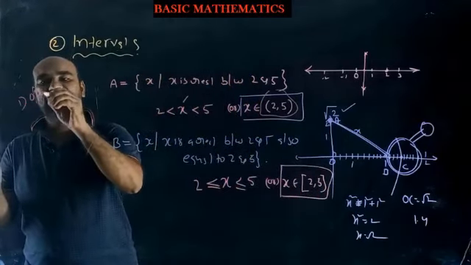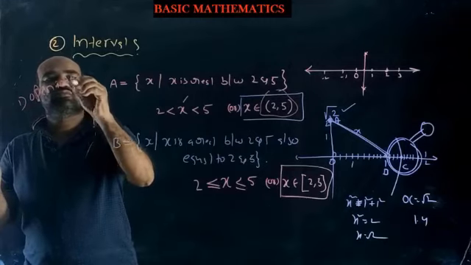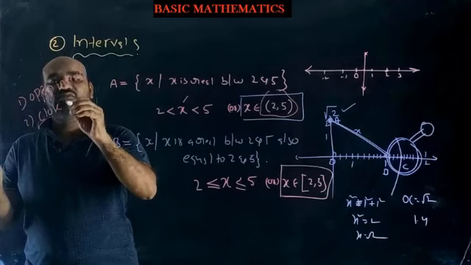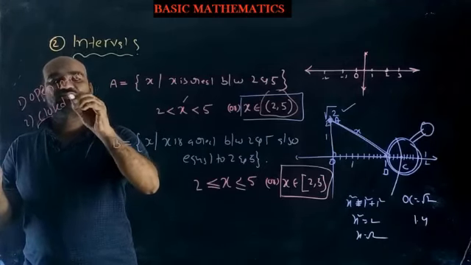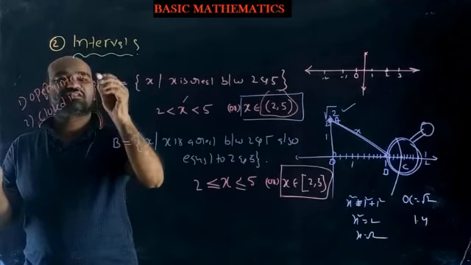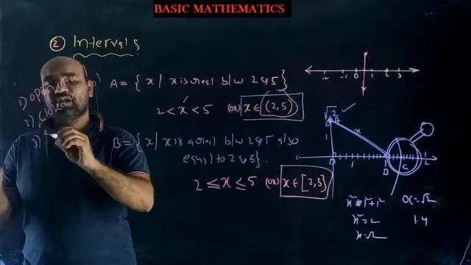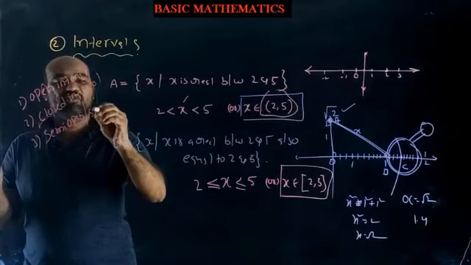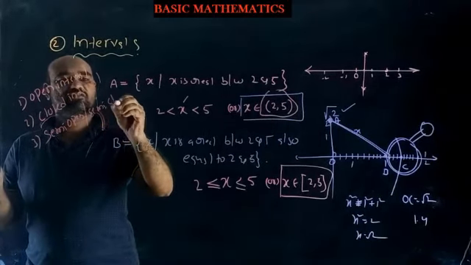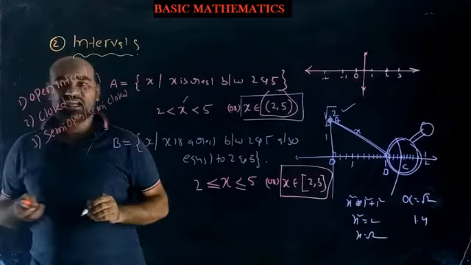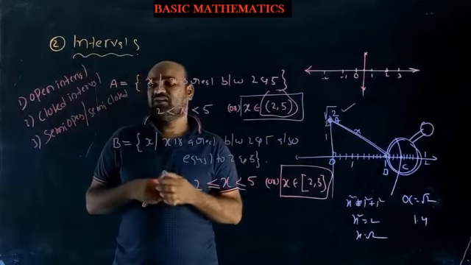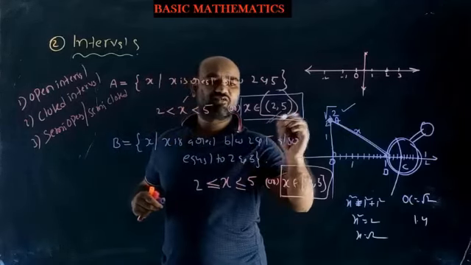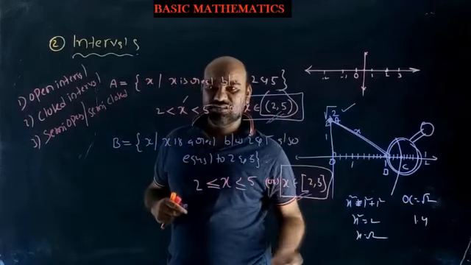Open interval. Closed interval. Third one, semi-open or semi-closed. There are three types: open interval, closed interval, semi-open or semi-closed. This is open interval. This is an example of open interval. This is closed interval. Okay.